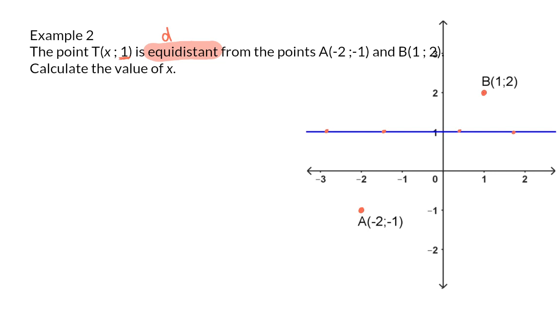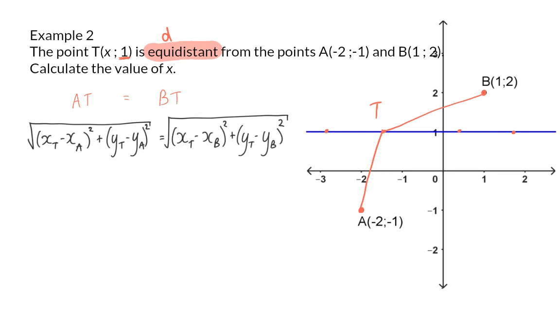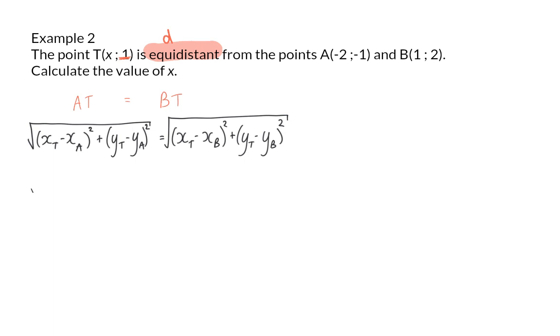We need to determine where point T should lie so that the distance from A to T will be the same as the distance from B to T. For this, I'm going to take the distance AT and put it equal to the distance of BT. Next, I'm going to use the distance formula on both sides and then substitute all the given information.